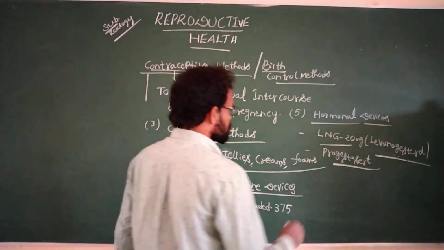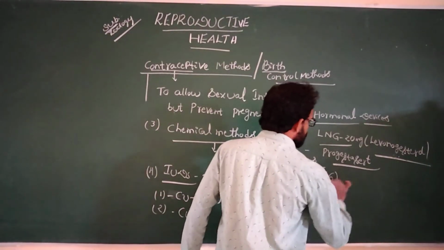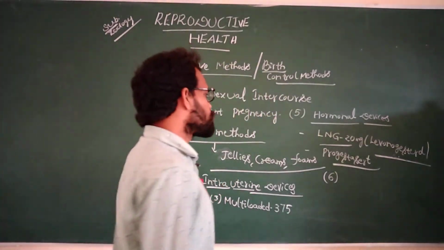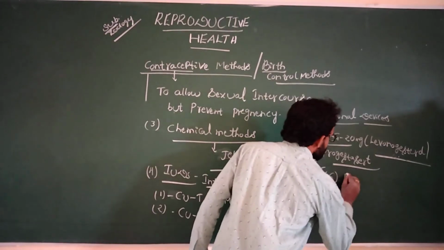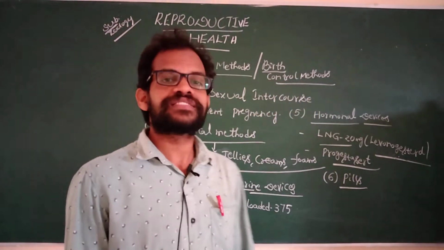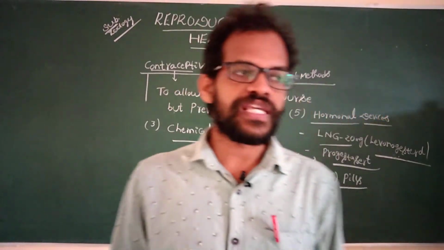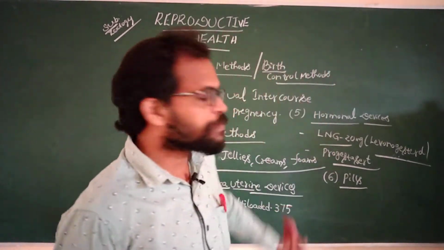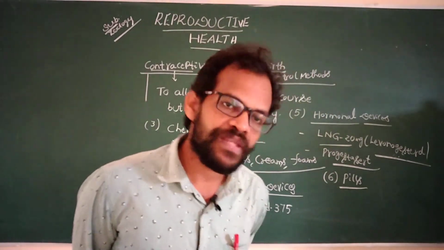Coming to the next one. What are the next contraceptive methods? That is known as pills. What are the pills? They are used once before sexual contact, sexual intercourse. These pills also prevent pregnancy.